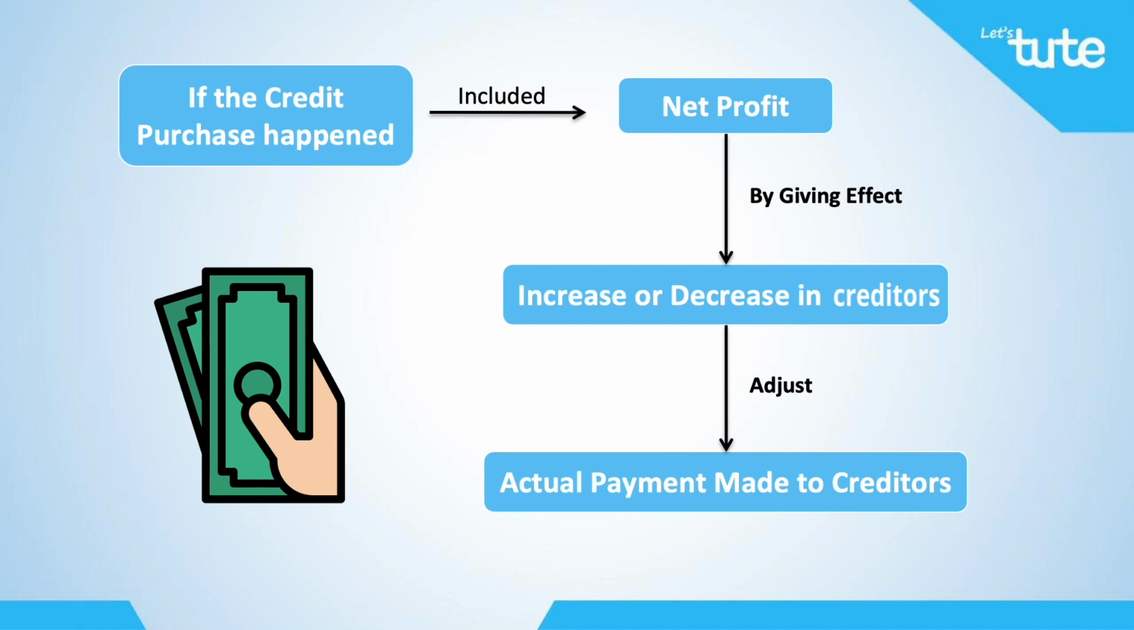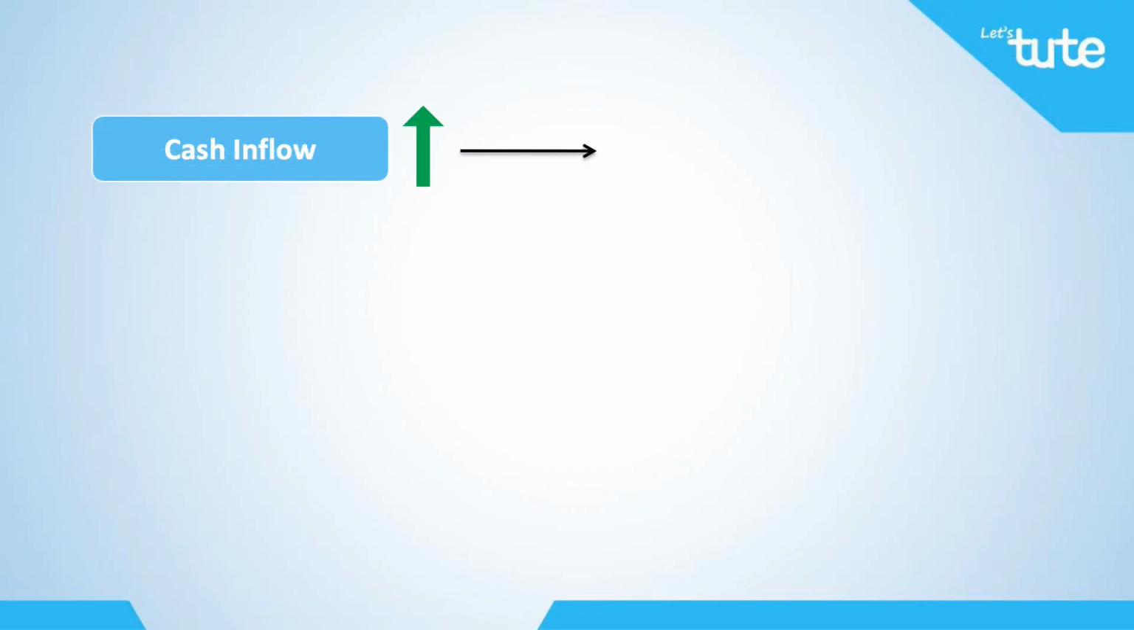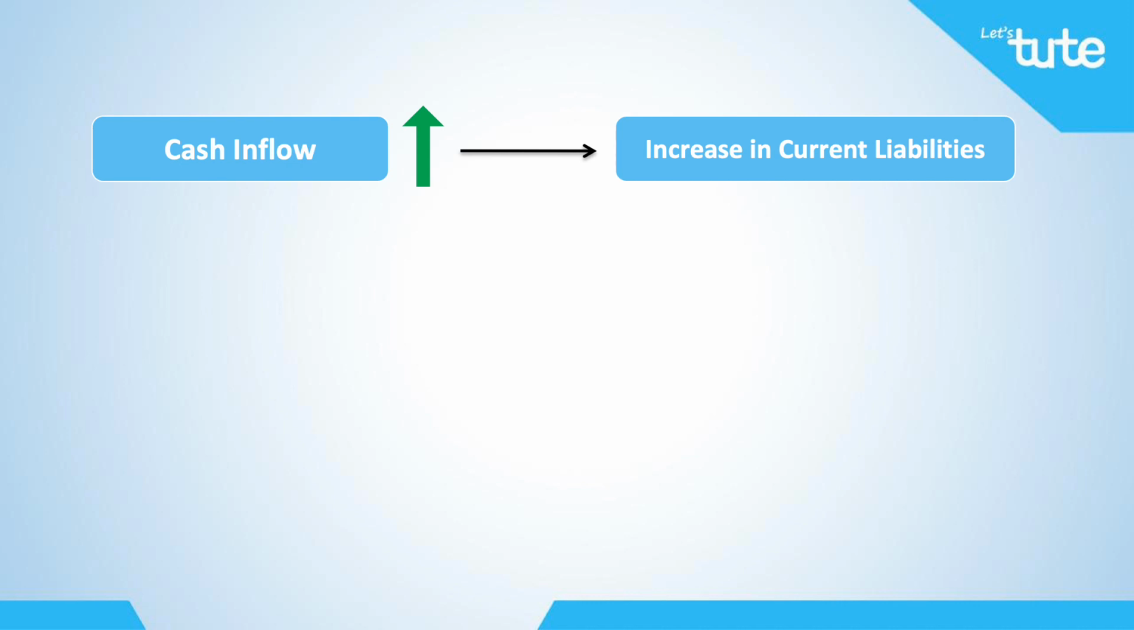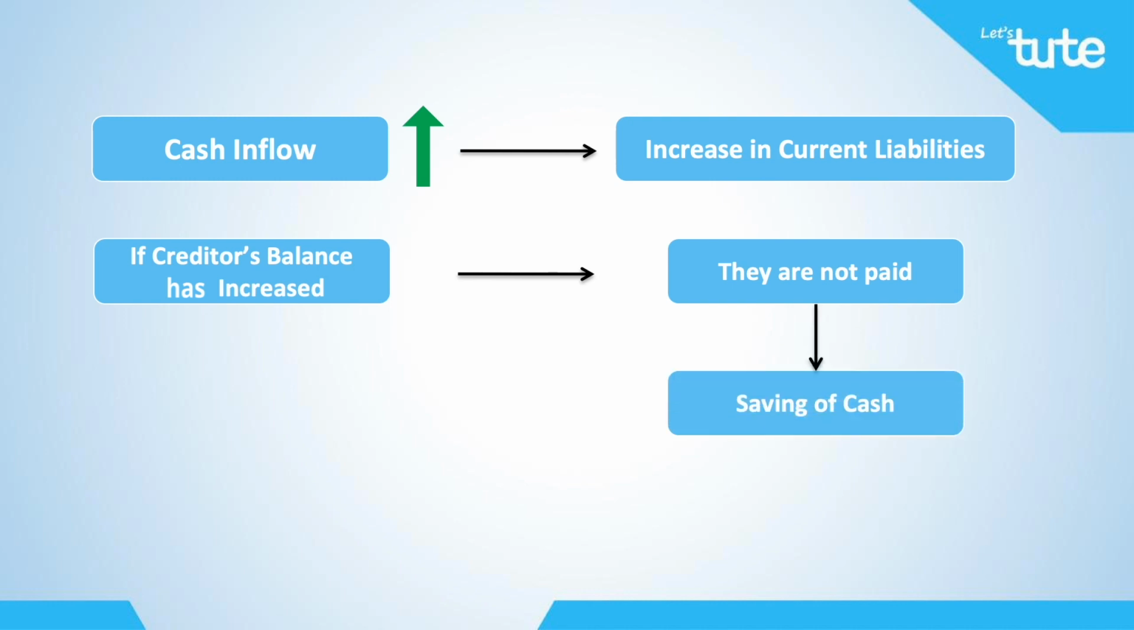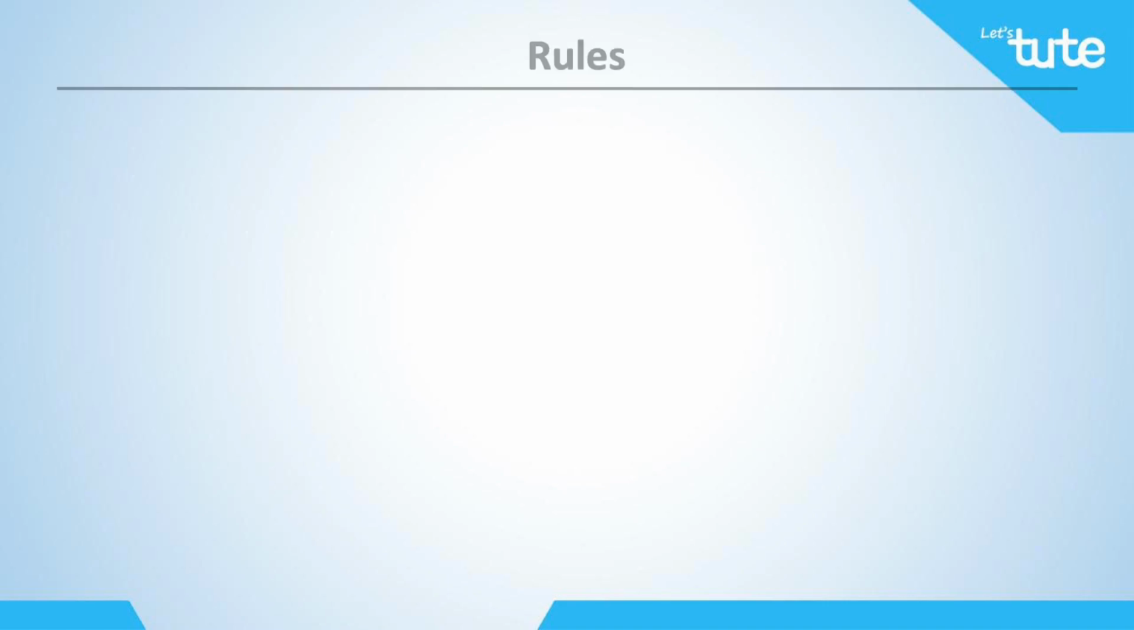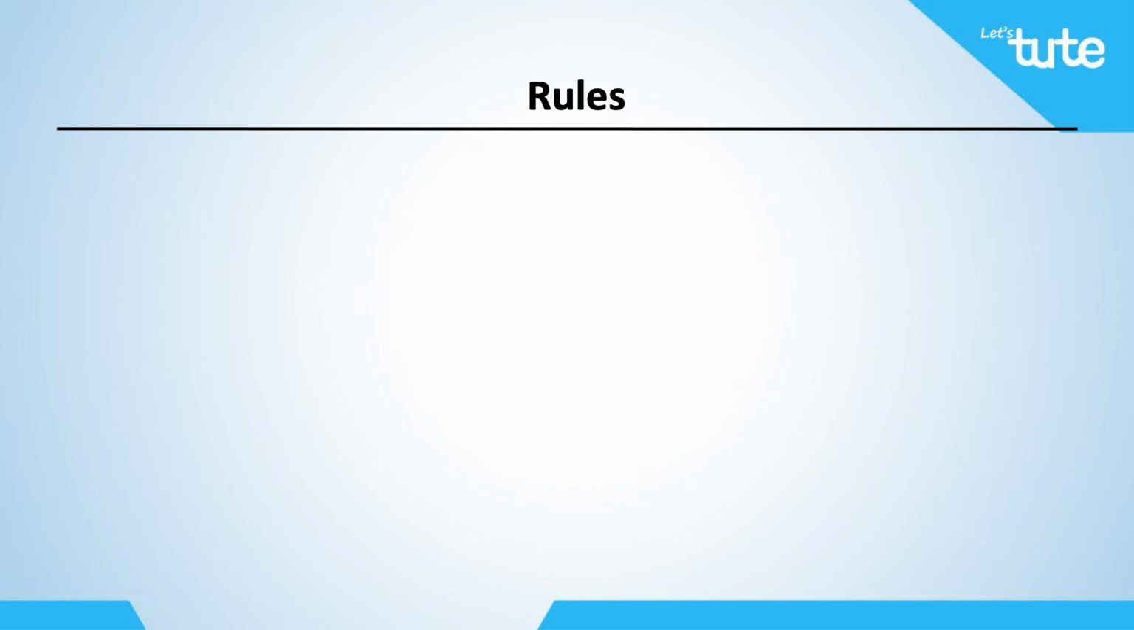Which is our ultimate aim in the preparation of a cash flow statement. And the reverse of this would be an inflow of cash with an increase in current liabilities. So say if creditors' balance would have increased, that means they are not paid, and this will result in indirect savings of cash, which is considered as a cash inflow. And this adjustment will also help us in deriving the amount of cash payments made to creditors. So this is the basic rule which we have to keep in mind.